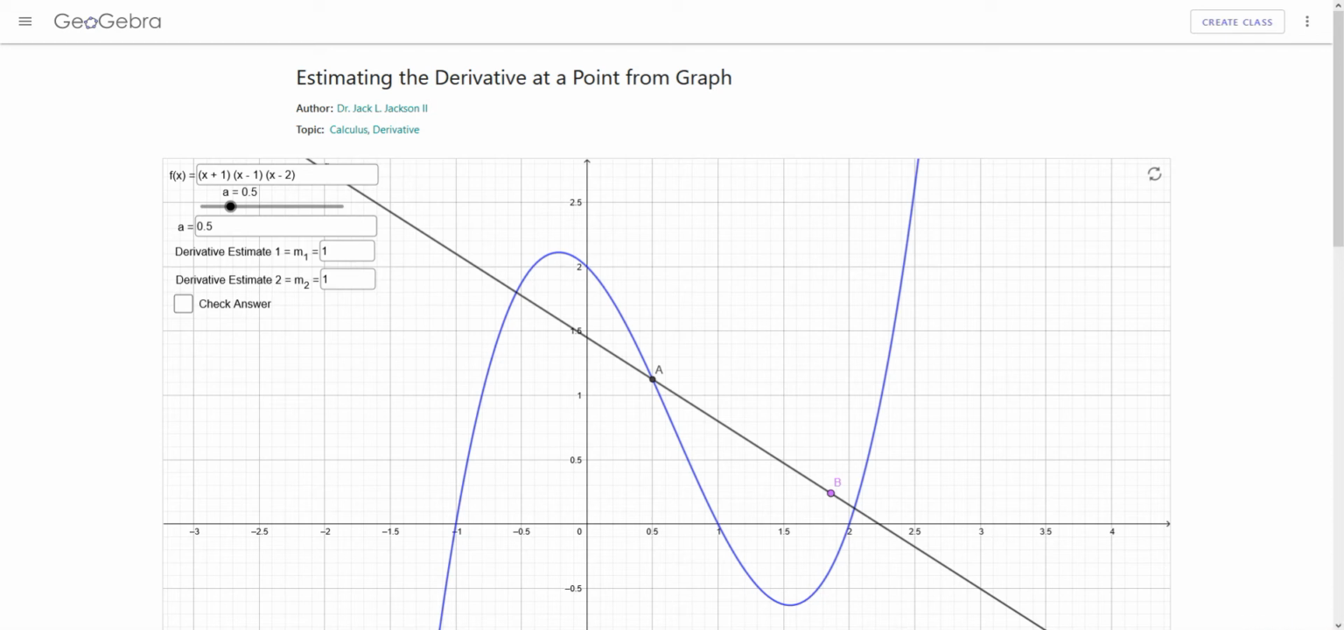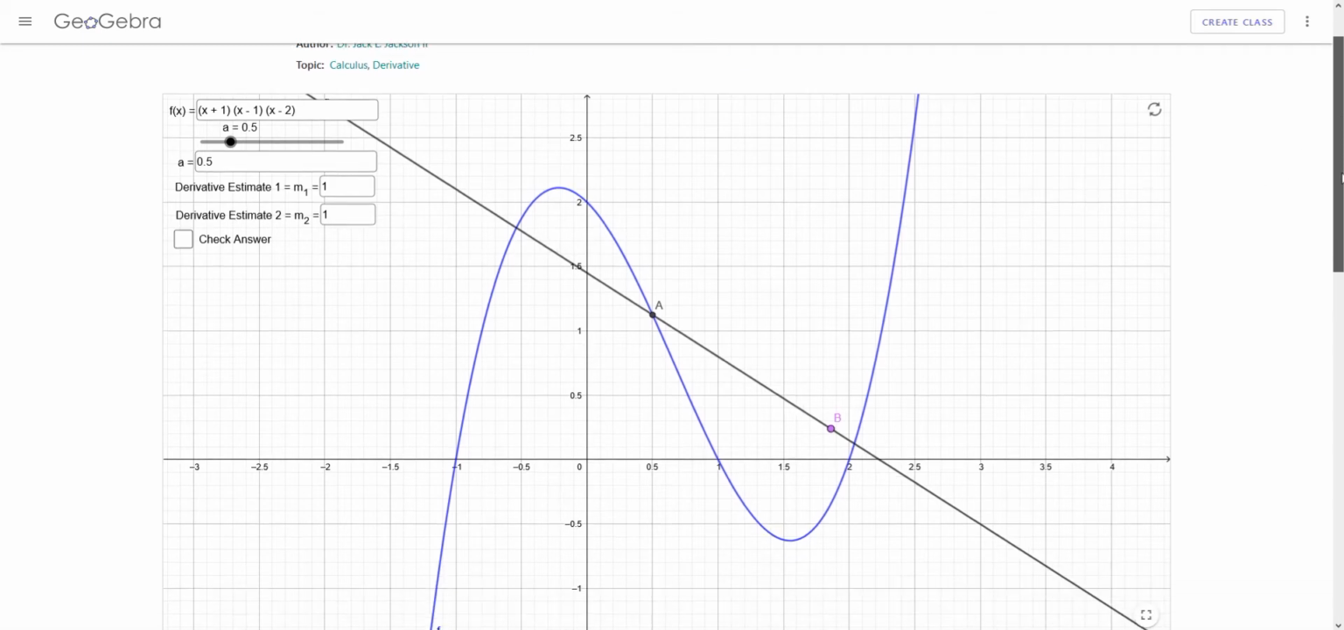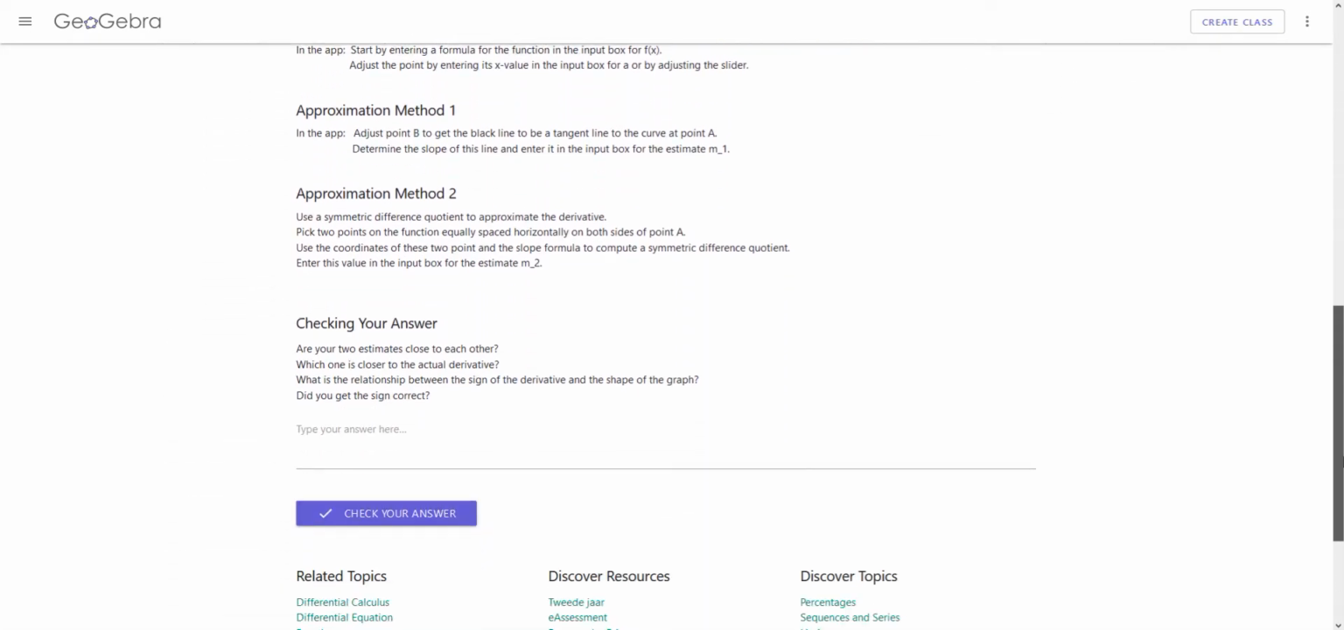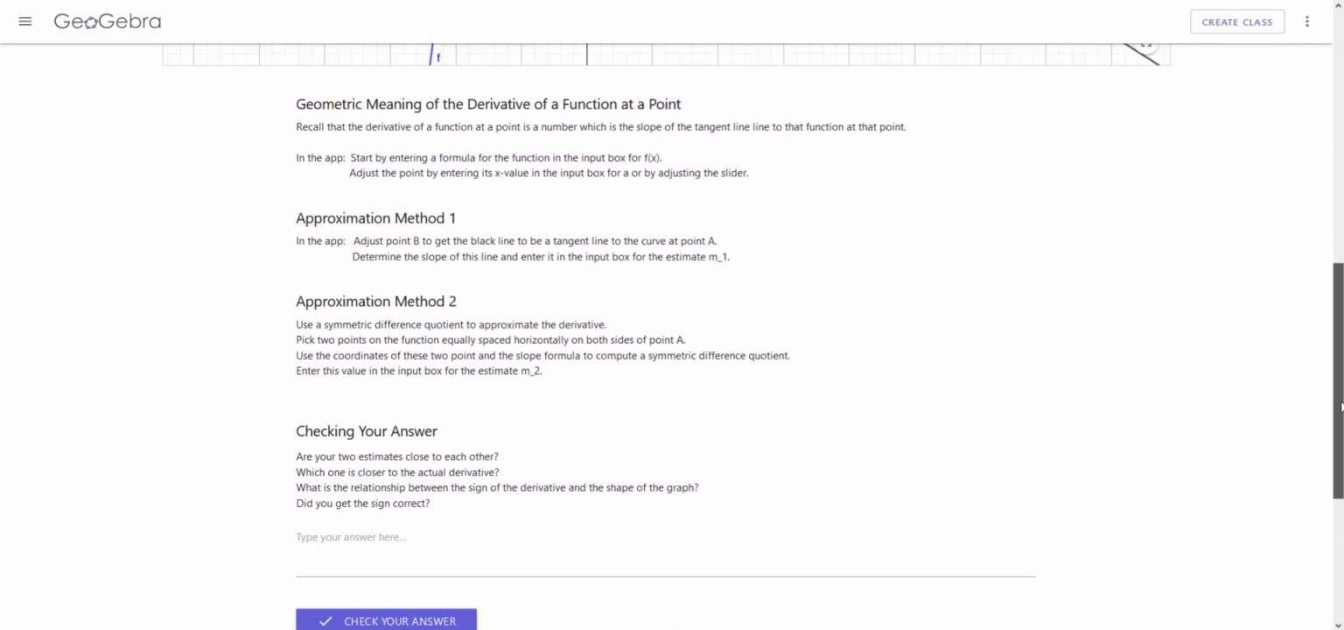In this video, we're going to be talking a little bit about how to estimate the derivative at a particular point from a graph of the function. We're going to do this using this GeoGebra application that I have written, and this is freely available at GeoGebra's website. And this is the applet, estimating the derivative at a point from a graph. And it gives you the directions down below.